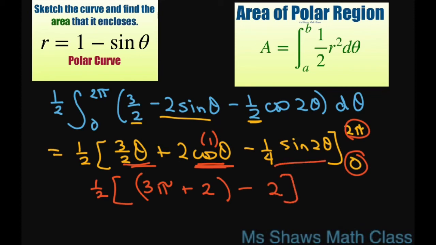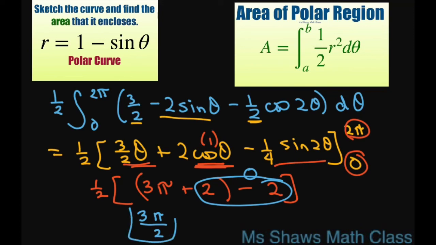So this is what we have, and this is going to simplify to 3 pi. Well, first of all, these are just going to cancel, 2 minus 2. So we're just going to have 3 pi divided by 2 is going to be your area.